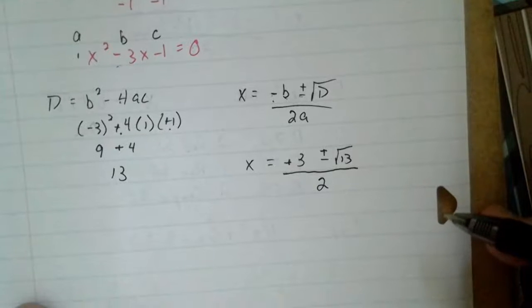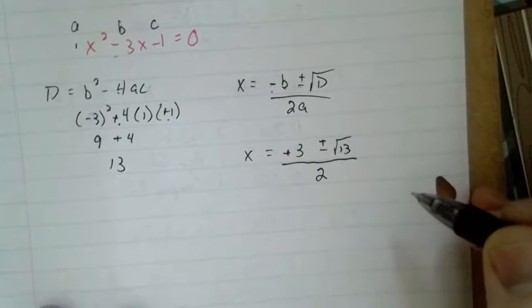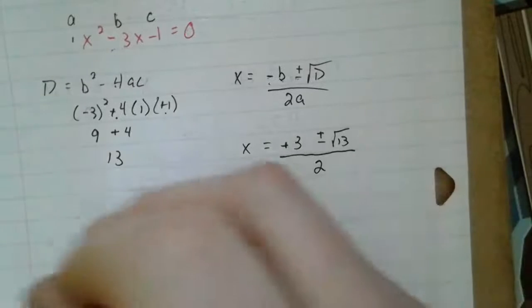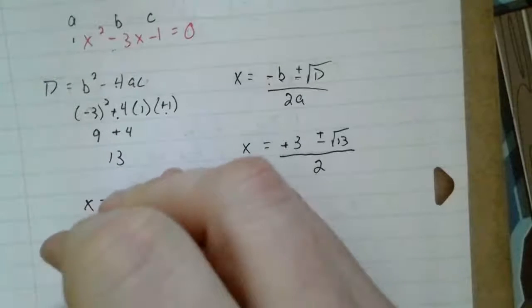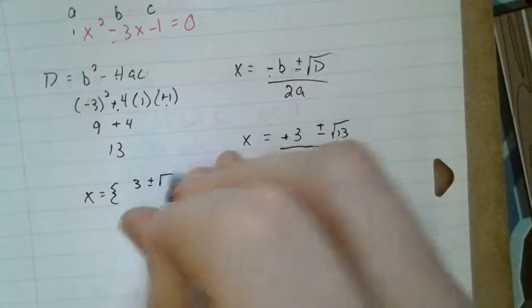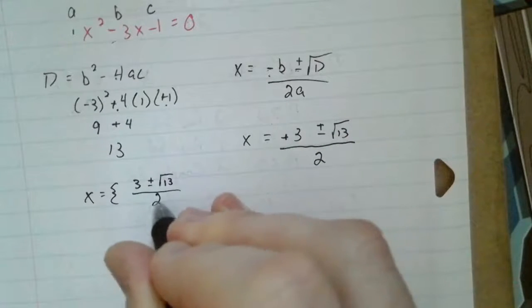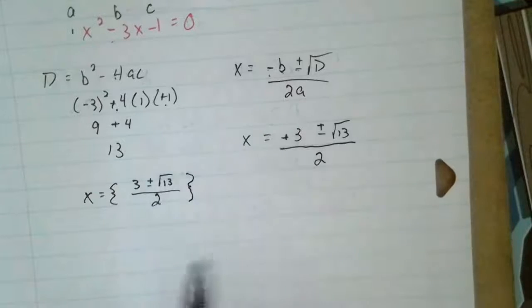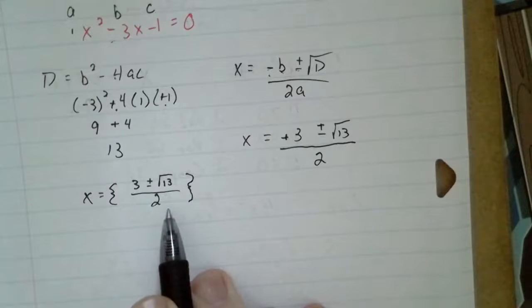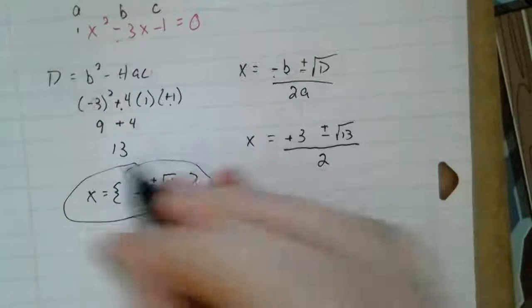Now here, there's nothing to simplify. There's no i, so I don't have to break up into 2 fractions, right? That's just my answer, right? So my solution is x equals 3 plus or minus the square root of 13 all over 2. And again, there's 2 solutions there, right? I've got 3 plus the square root of 13 over 2 and 3 minus the square root of 13 over 2. All right, so that's how we solve using quadratic formula.